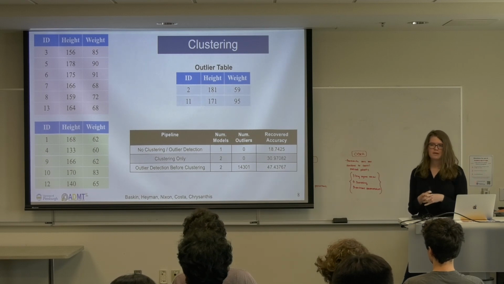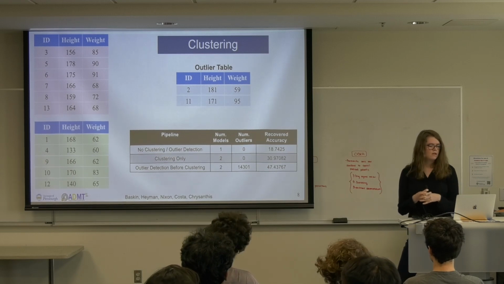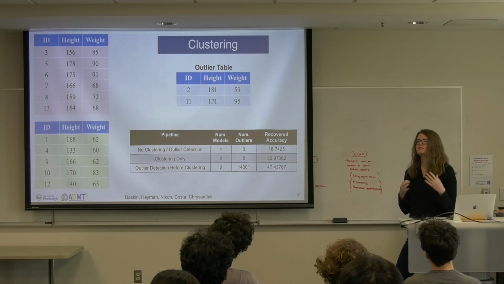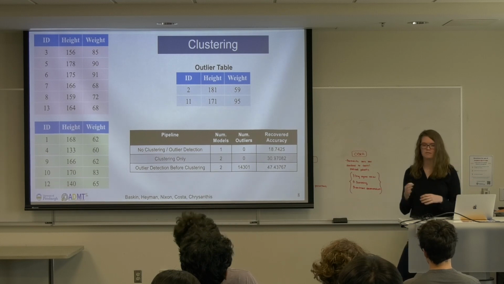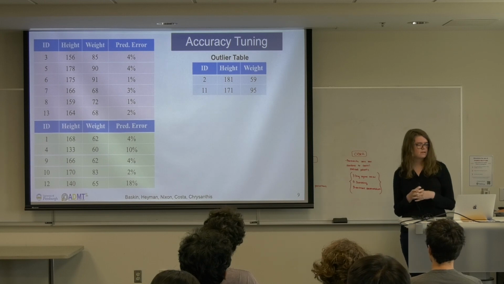The next problem is, if we want to deploy this to industry, especially with sensitive things like healthcare data, we probably want a much higher recovered accuracy. So how do we guarantee that those recovered values are going to be within our designated error threshold? That's where accuracy tuning, the last step in the pipeline, comes in.